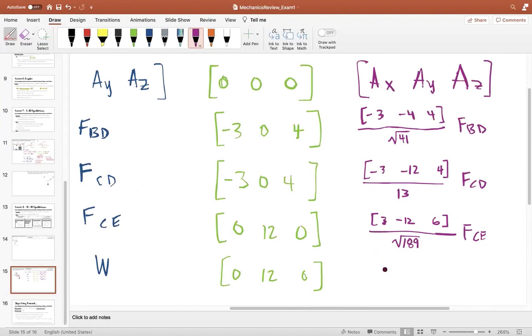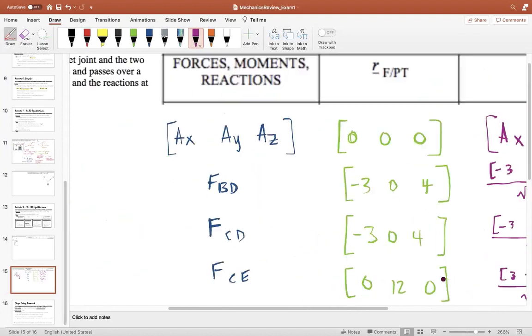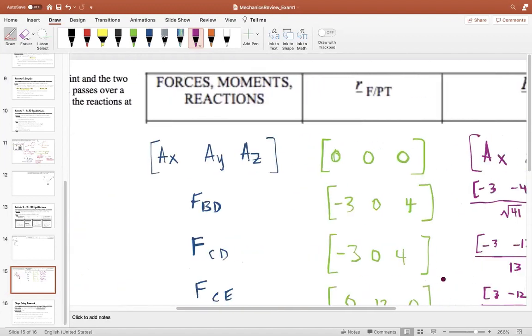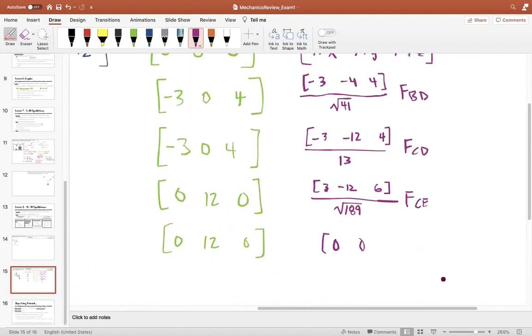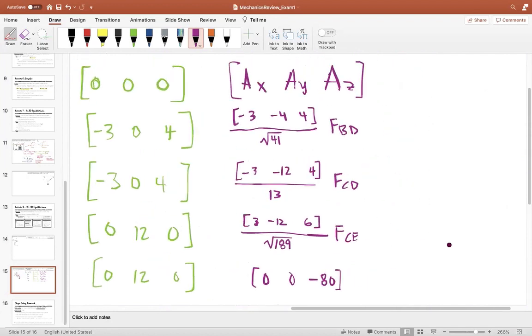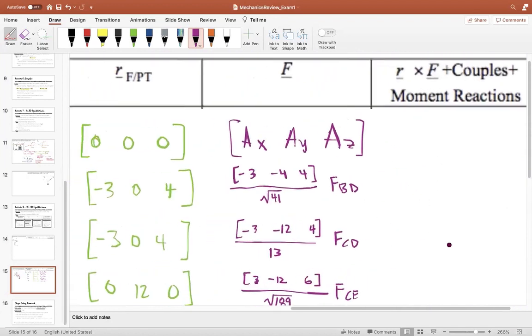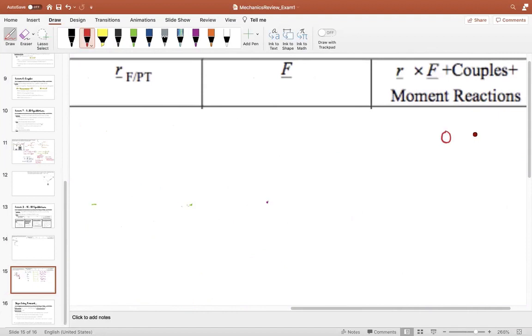All right, so it's 0, 0, negative 1, but the weight was given, right? Yeah. So I'm just going to write negative 80 here so I don't get confused and think I have another unknown. So there's that. Last column is the first one cross the second one. Again, I'm going to get the easy one out of the way. Oh, excellent.